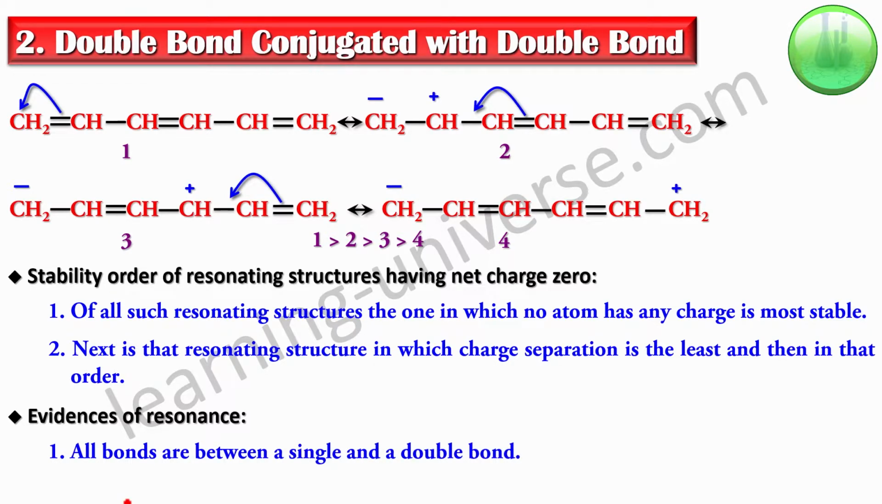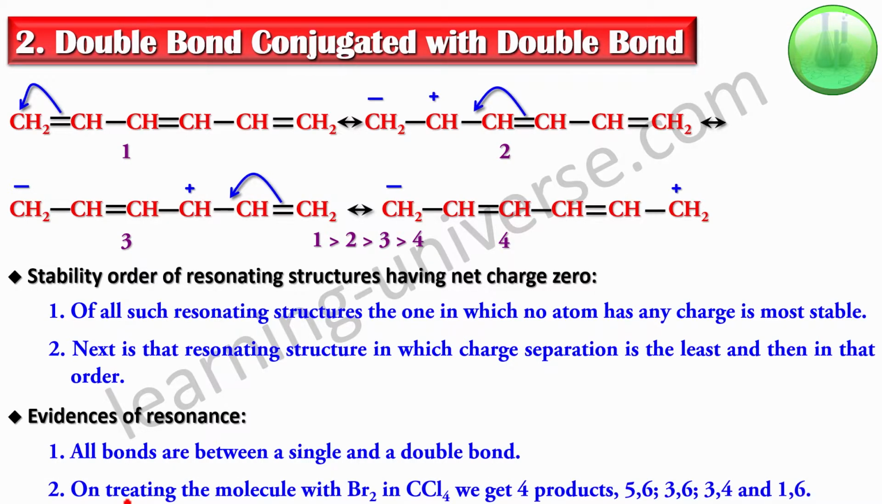And that is, of course, one of the main reasons why we talk about the hybrid rather than just one of these structures. And on treating the molecule with bromine in CCl4, we get 4 products: 5,6, 3,6, 3,4 and 1,6. Now let's understand this part.